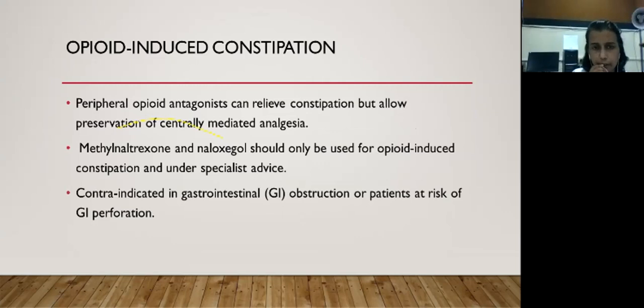So a final word about opioid-induced constipation. What we normally use is conventional laxatives for opioid-induced constipation. In some people it works, but in some people it might not work. So there are two medications that are licensed specifically for opioid-induced constipation. These are peripheral opioid antagonists, which will relieve constipation but don't affect the pain. They are methylnaltrexone and naloxegol. They should only be used for opioid-induced constipation and on specialist advice. They are also contraindicated in GI obstruction or patients at risk of GI perforation. Next slide.